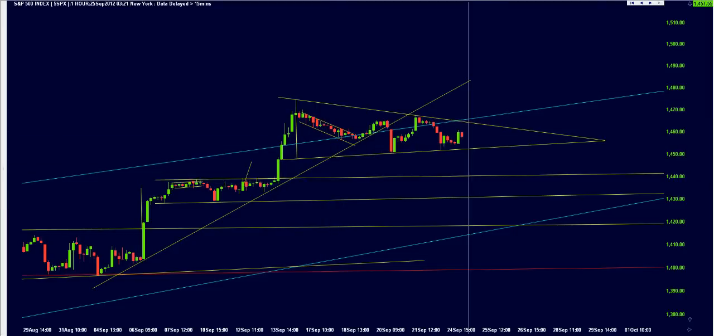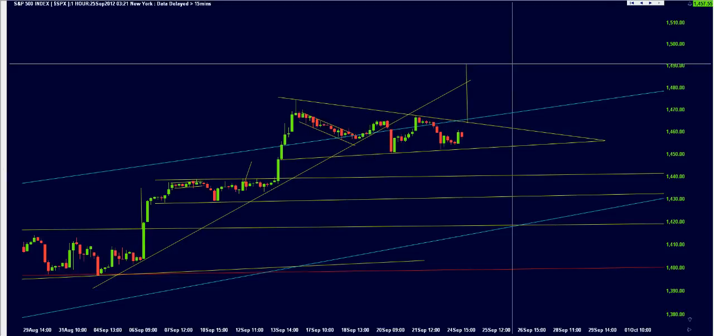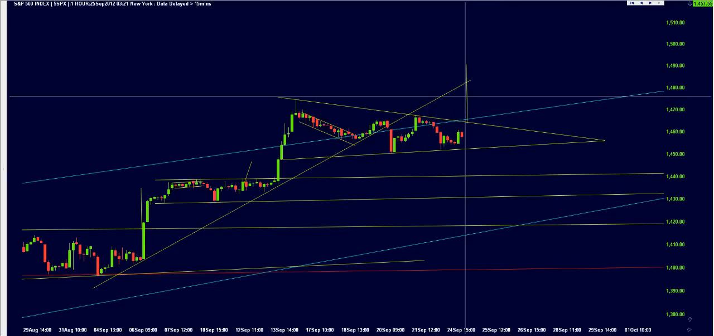How do you measure symmetrical triangle patterns? Well, if you measure the first reactive move to the upside, this measurement, if the market was to break on up, could be heading up to around the 1490 area.